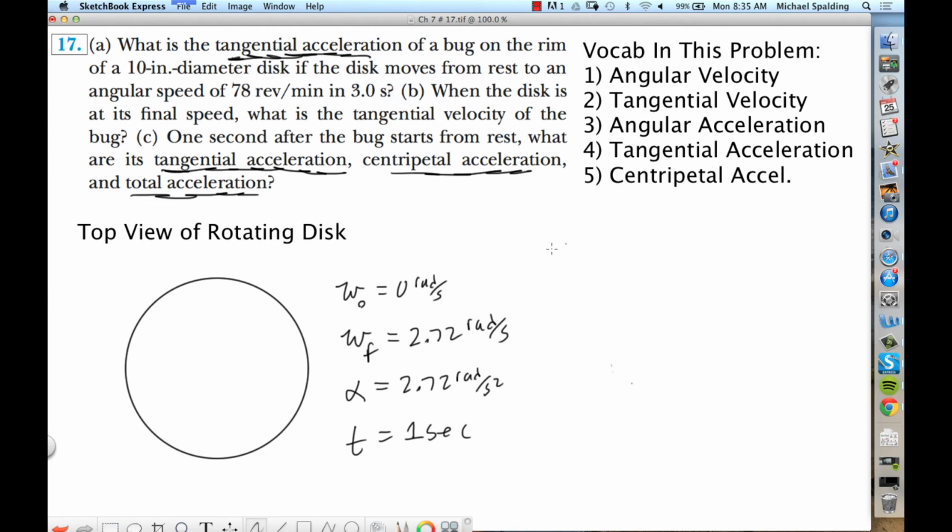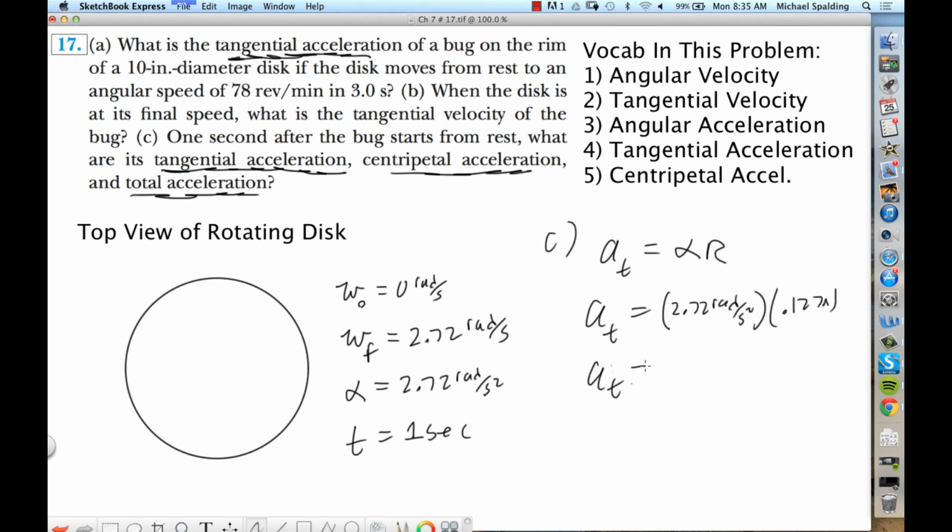Because look, in part C, the tangential acceleration is angular acceleration times radius. Did the angular acceleration change? We were looking at t equals 3, now we're looking at t equals 1. Is the angular acceleration the same or different? It's the same. 2.72 radians per second squared. The radius is 0.127. So this gives a tangential acceleration. It's still 0.35.